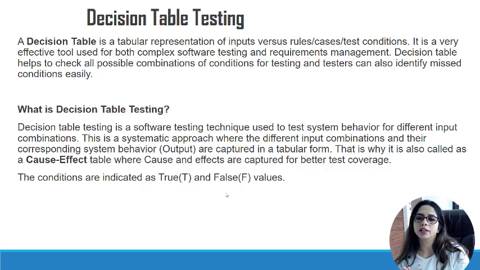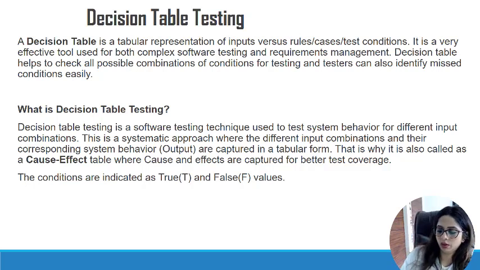For understanding decision table testing, we need to understand what logical operators are. So we know that there are majorly three logical operators: and, or, and not. So we'll apply that and we'll see how the system behaves.